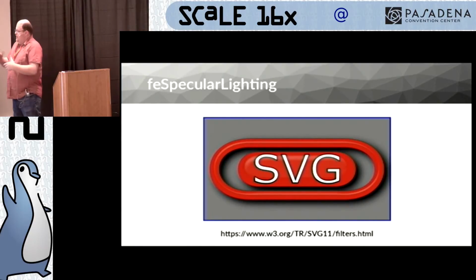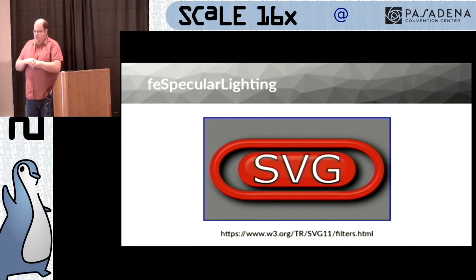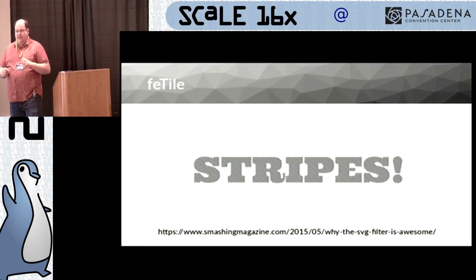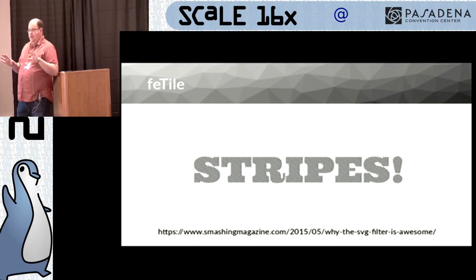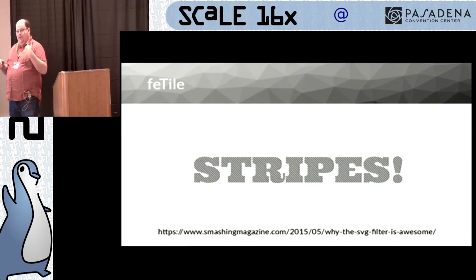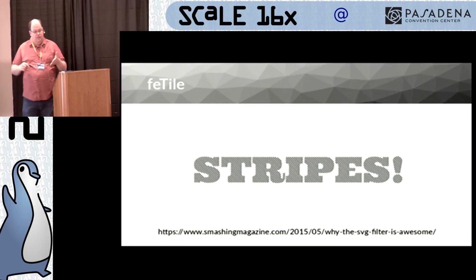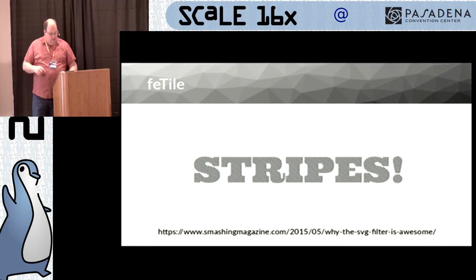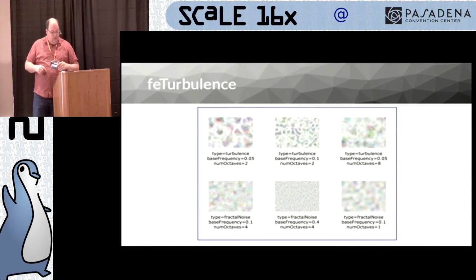Specular lighting, we kind of did lighting before, but this is the example with specular lighting. There's tile, which allows you to take a smaller image and tile it throughout your image. Here we've got the stripe image, and then it's tiled throughout the text. So the filters are being applied to the text. The text is the object with the filter here, and it's got a FE tile that refers to another object, which is the stripes. And so you get an effect where you've got the fun stripes.